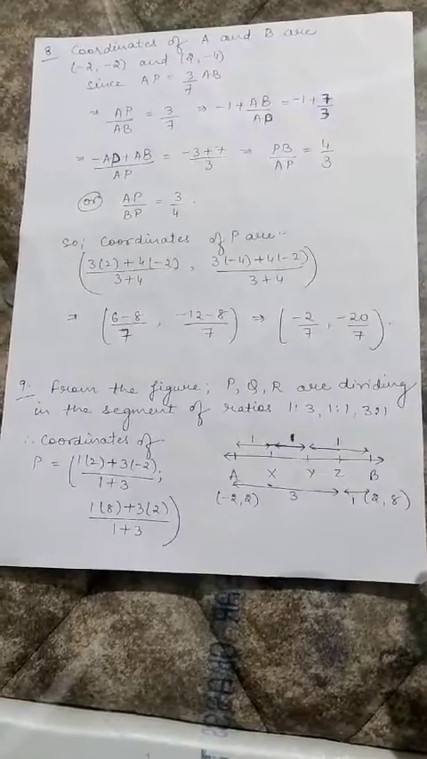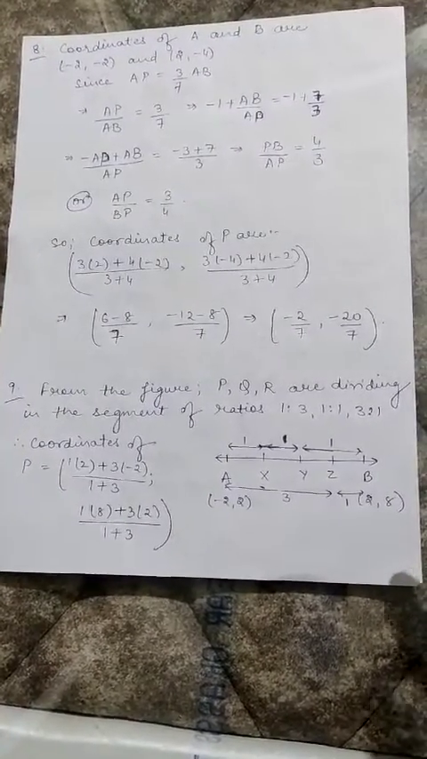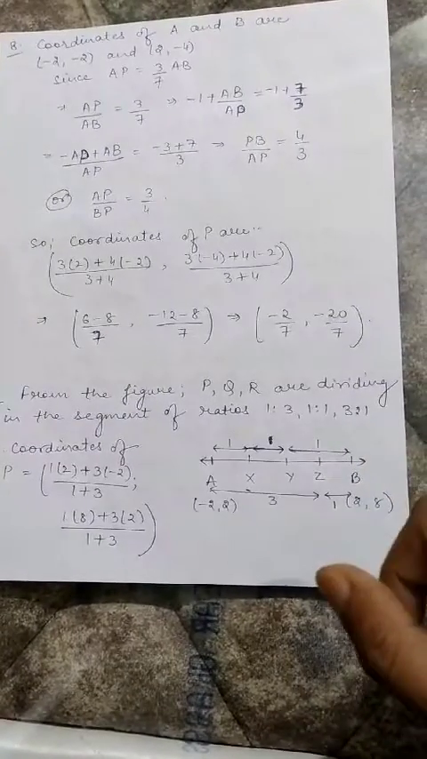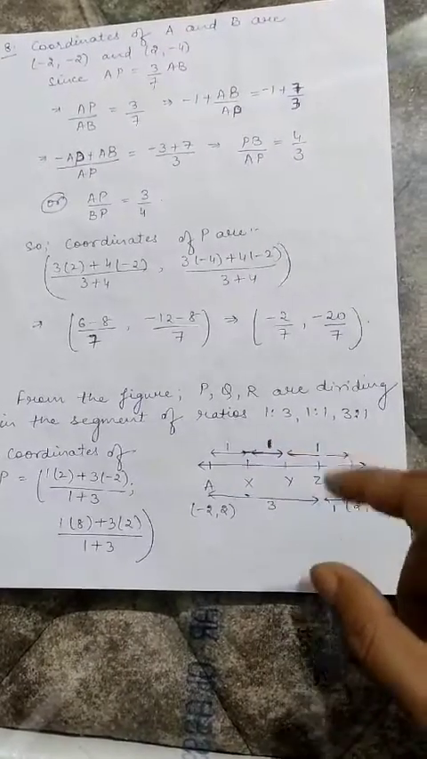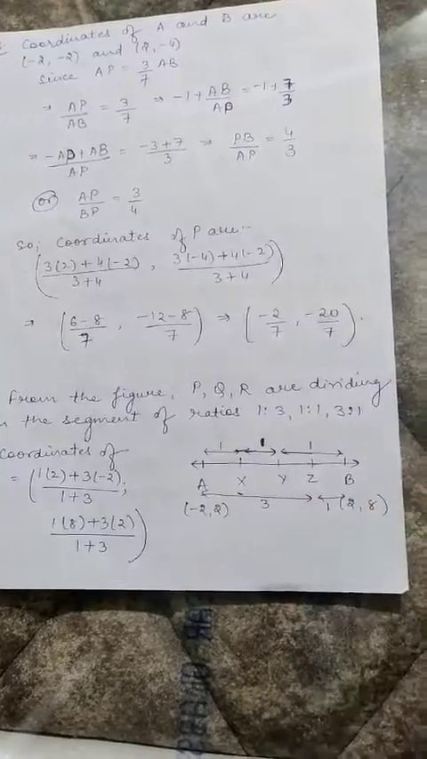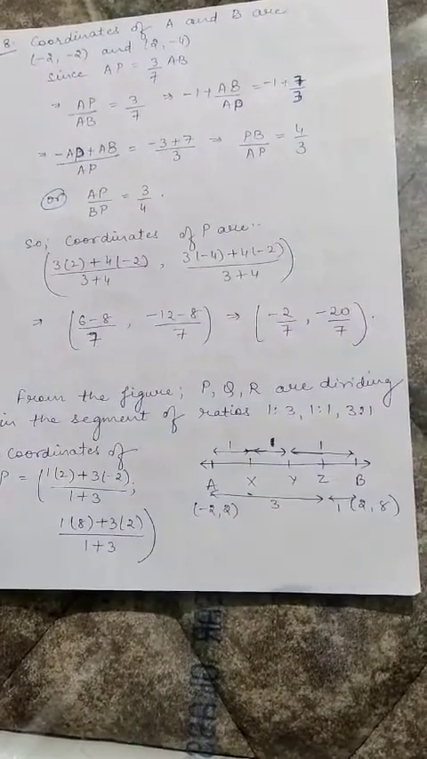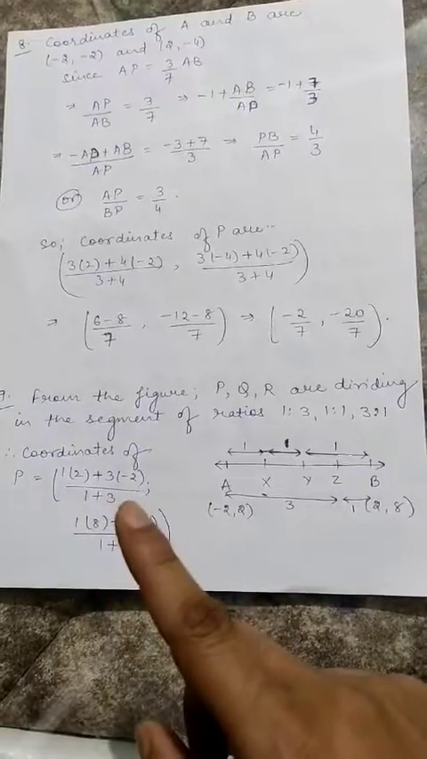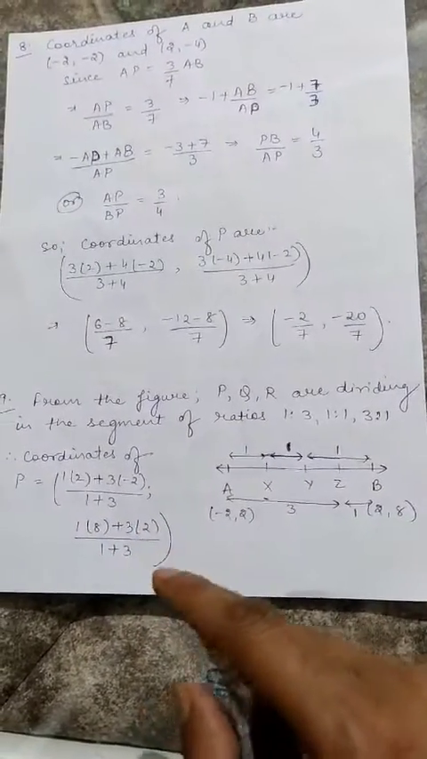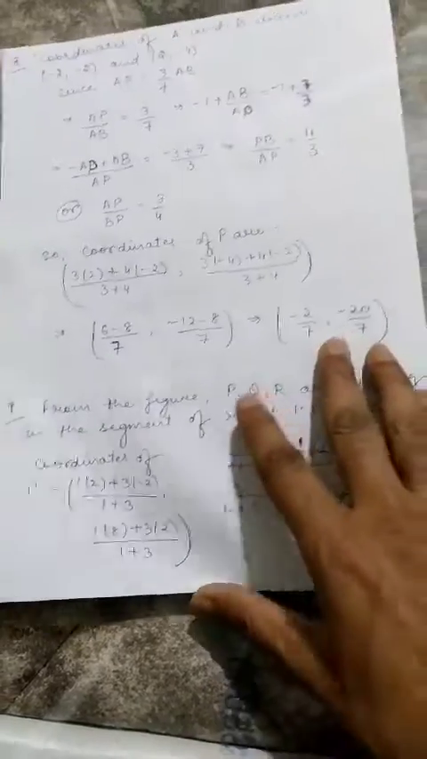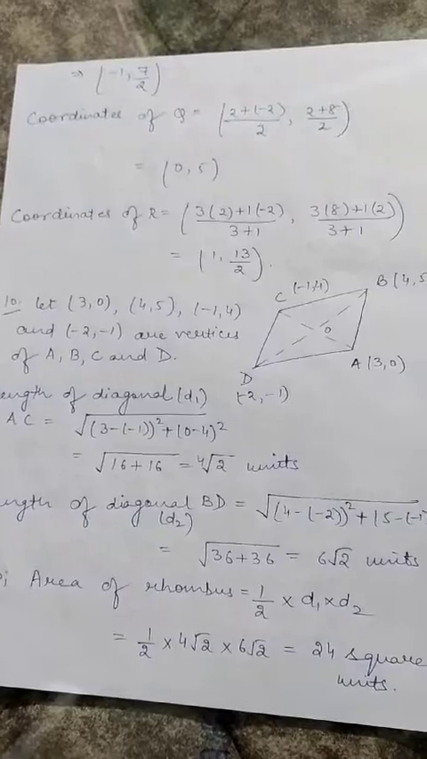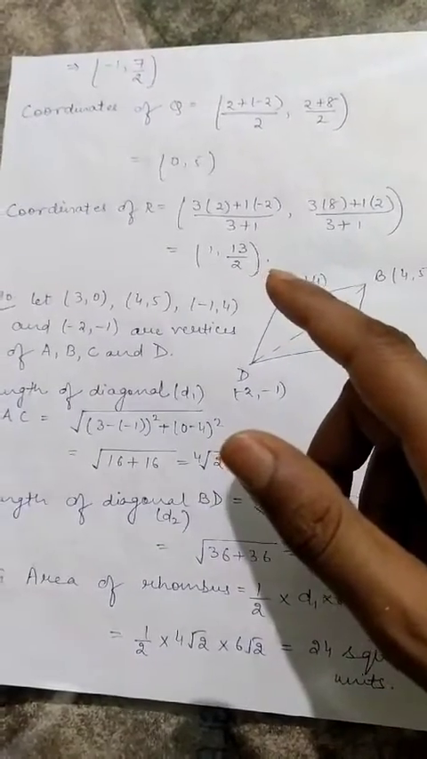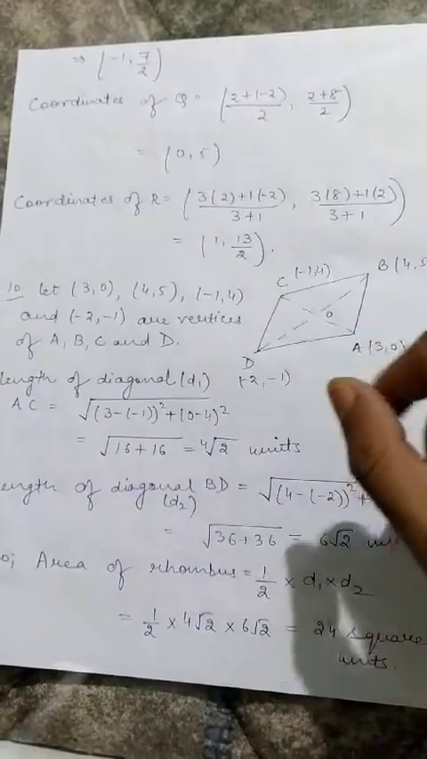Now the ninth question is, from the given figure, P, Q, R are dividing it in the ratios of 1:3, 1:1 and 3:1. Since it is trisected, we are taking the ratios, that is 1:1:1. Now from A to Z it is 3:1. For the first point P, it is 1:3, that is (1×2 + 3×(-2))/(1+3). It is similar to the second question. So for this, the coordinate points are (-1, 7/2). The coordinate point of Q is (0, 5) and the coordinate point of R for 3:1 is (1, 13/2).